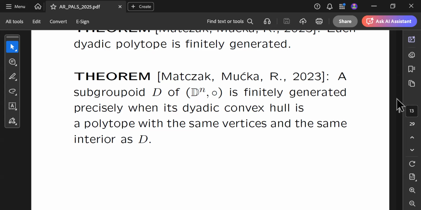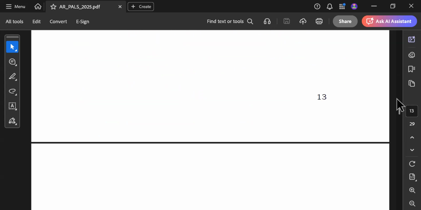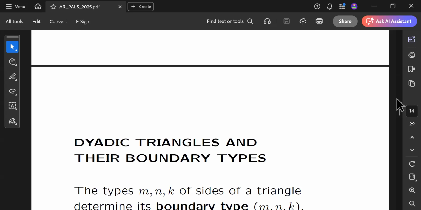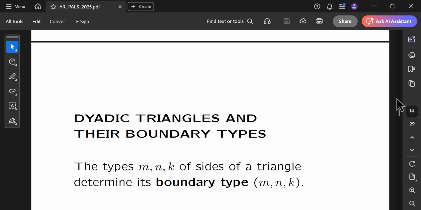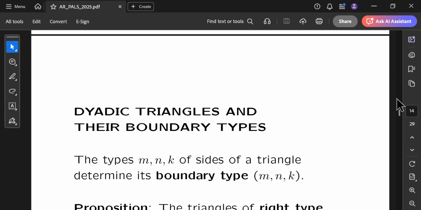Now, if we consider any dyadic triangle, then its sides are just dyadic intervals. So we can assign to each side its type. Type is always an odd natural number. And such a triple of types of sides is called the boundary type. You can notice that the boundary type depends on the orientation of vertices, and it is defined up to cyclic order.